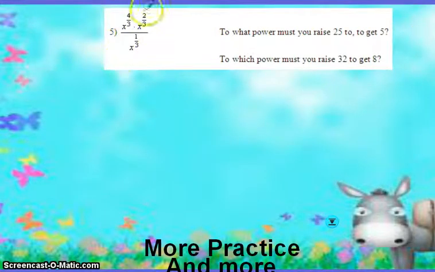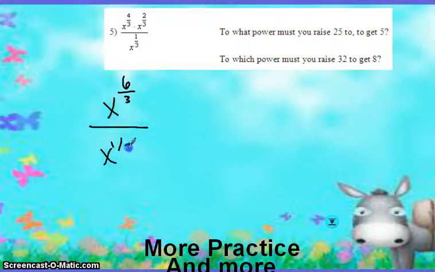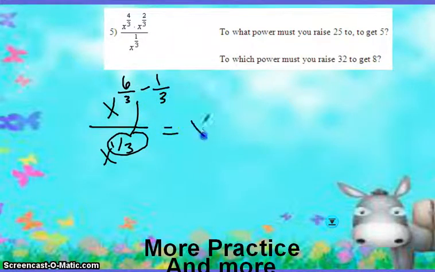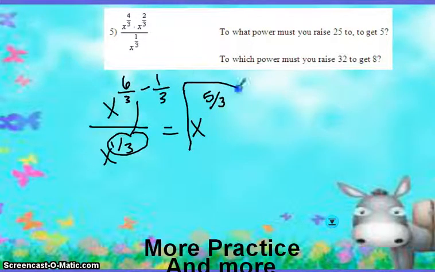Now, don't forget you can do your regular laws of exponents using rational exponents. For example here, you can multiply like bases and add the exponents. 4/3 plus 2/3 would be 6/3. If we are dividing, remember you would take the bottom up and subtract it. 6/3 minus 1/3 would be 5/3, and that would be a simplified version of number 5.